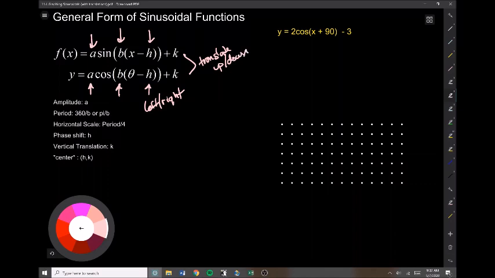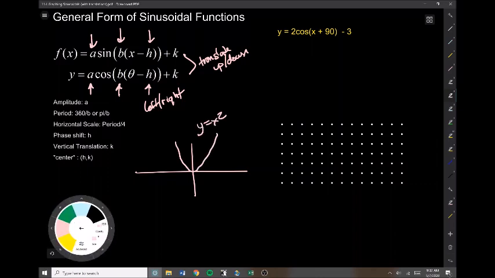A, h, and k are things you have seen in this class many, many times. B is new. B does a horizontal shrink or stretch as opposed to a vertical one. So remember quadratics, here's your basic quadratic, y equals x squared. If we double the a value, all the y values get twice as high.